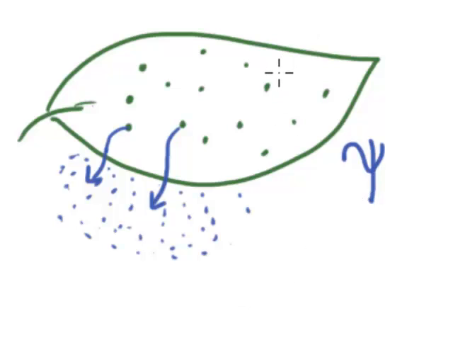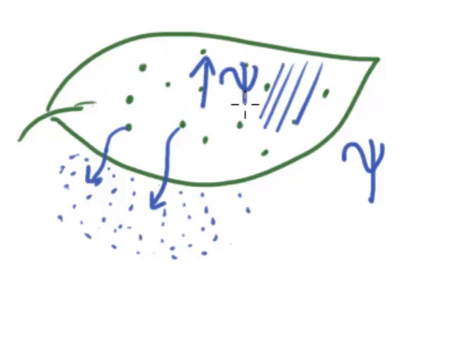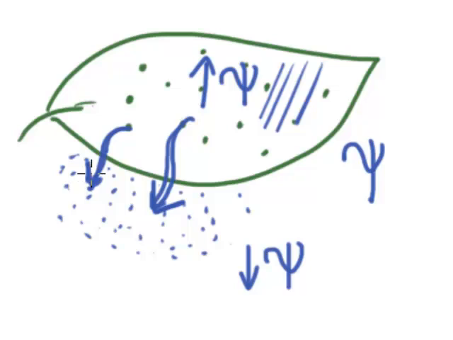We know that inside the leaf, the water potential is high. Outside the leaf, the water potential is low. This means that the water will move from a high water potential or an area of high water potential to an area of low water potential. And this is the mechanism that drives the diffusion or evaporation of water vapor from the leaf to outside in the environment.